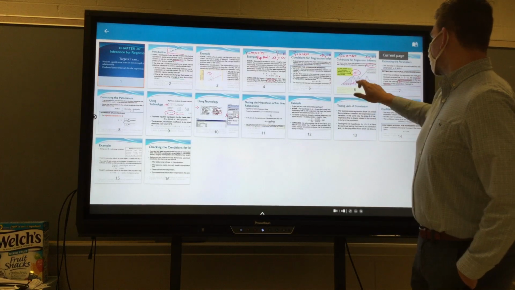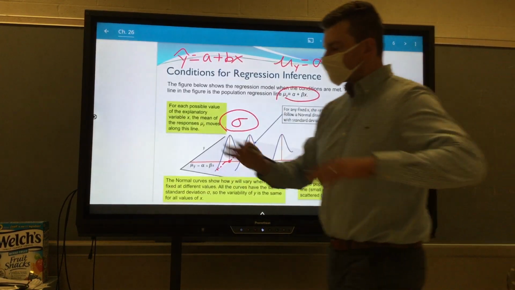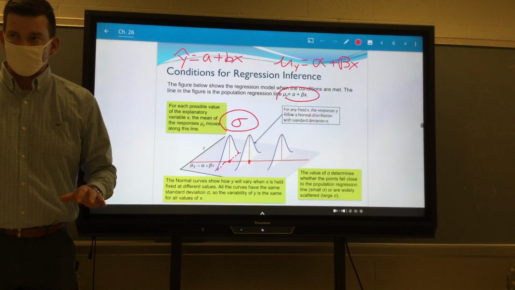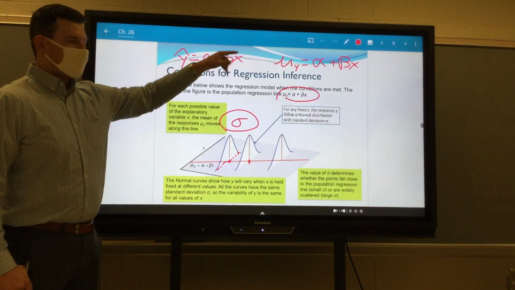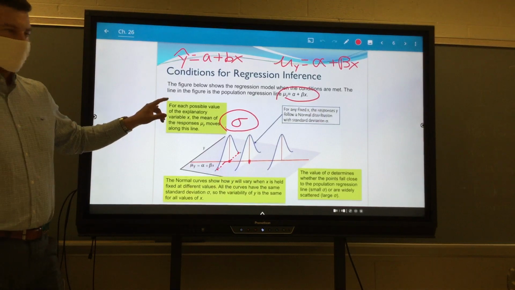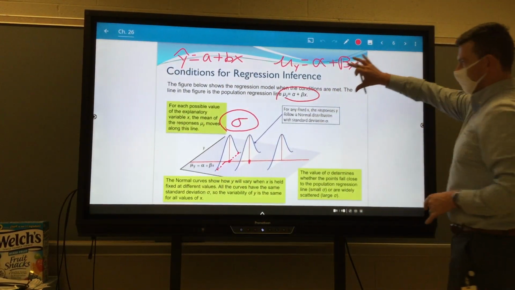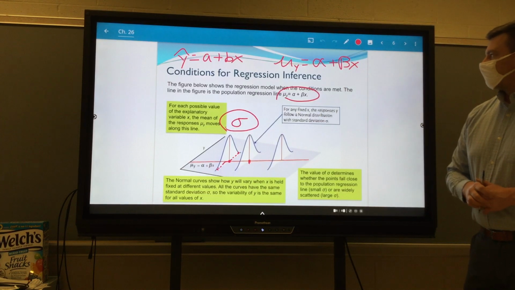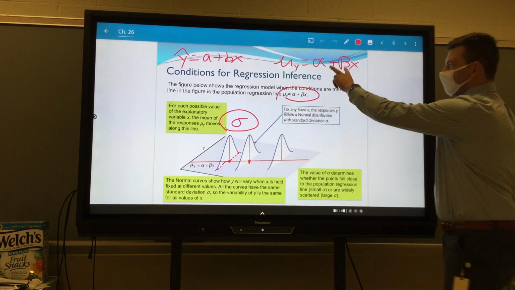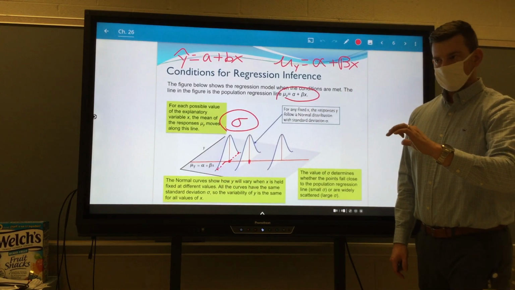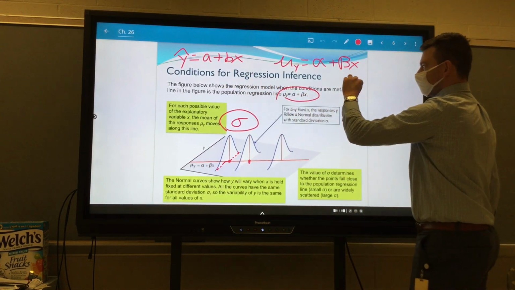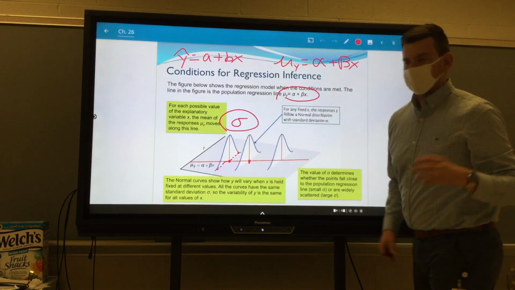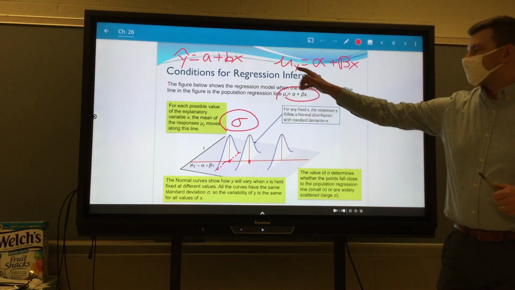So we have a way of representing our sample models. Okay? Y hat equals A plus BX. Remember, A is the y-intercept, B represents the slope. And we use those because here is the representation of that population regression model. Mu sub y equals alpha plus beta x, where alpha and beta are the population parameters for these sample statistics right here. Alpha is the population model's y-intercept. Beta is the population model's slope. Okay? So A and B, alpha, beta.